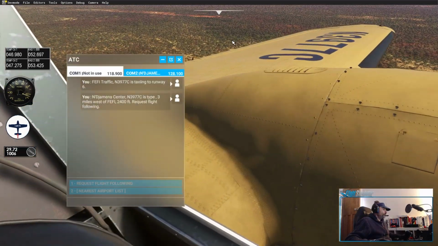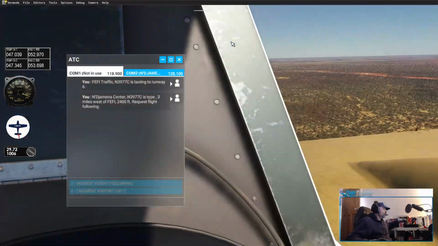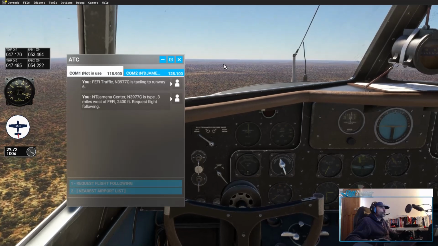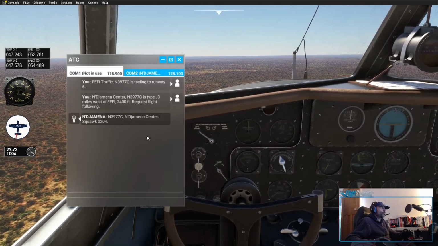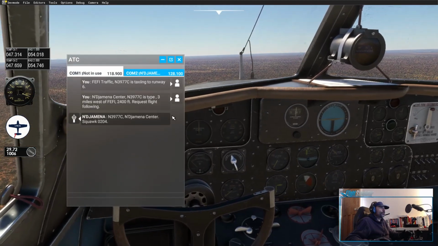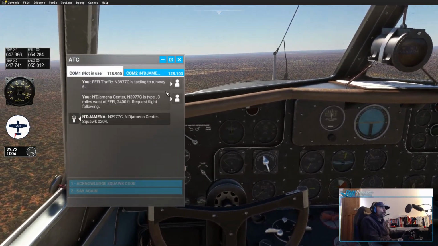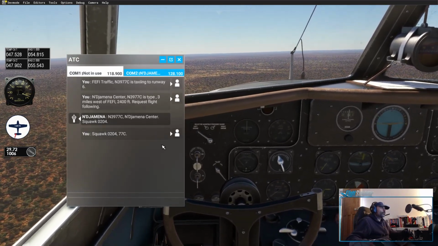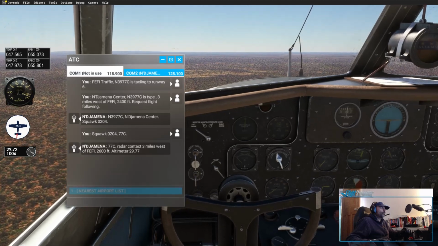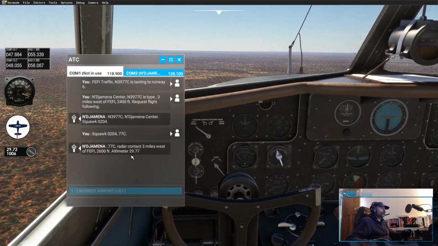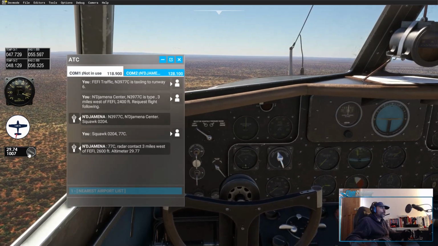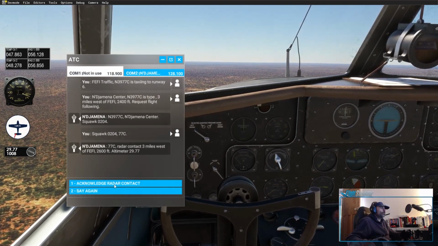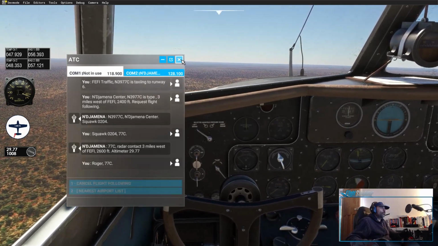Center, November Tree 977 Charlie is type 3 miles west of Foxtrot Echo Foxtrot India, 2,400 feet. Request flight following. November Tree 977 Charlie, Ujimena Center. Squawk 0204. Squawk 0204, 77 Charlie. 77 Charlie, radar contact 3 miles west of Foxtrot Echo Foxtrot India, 2,600 feet. Altimeter 29.77. Roger, 77 Charlie.